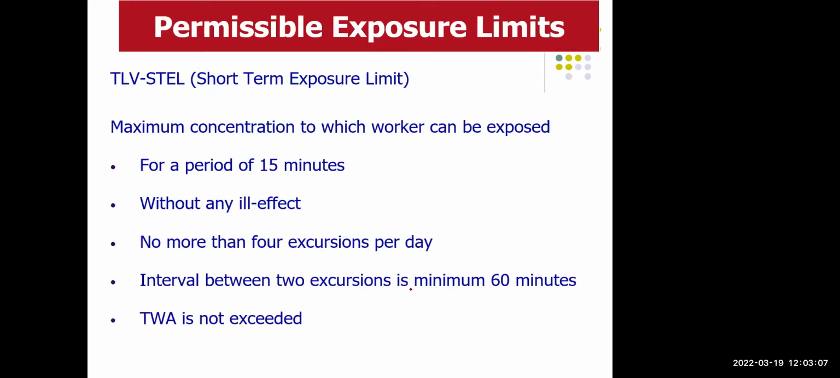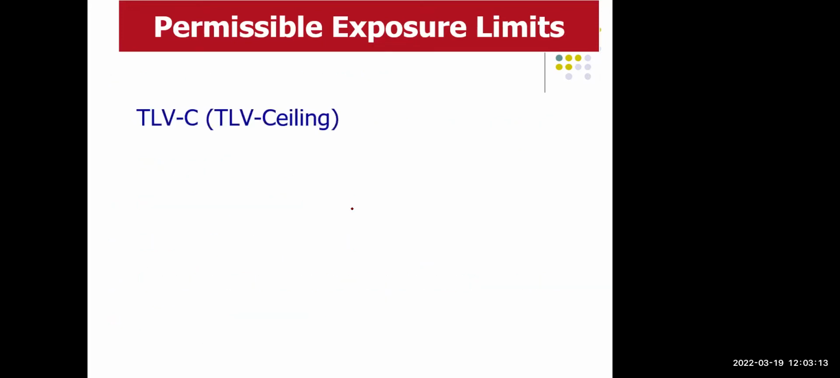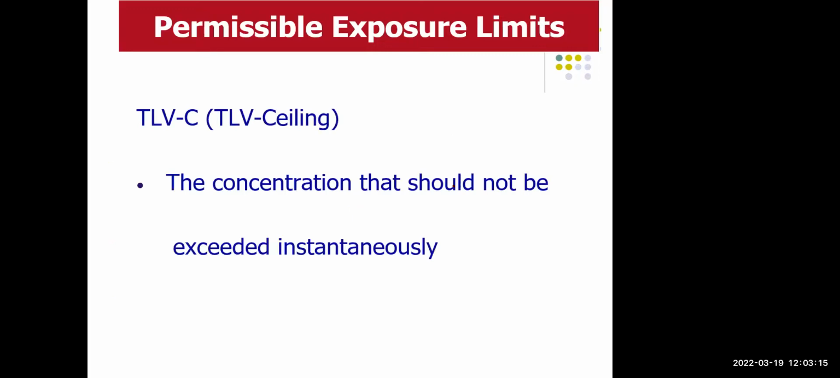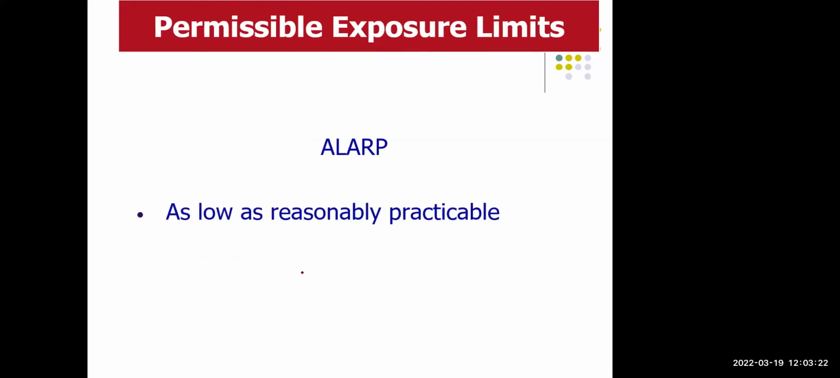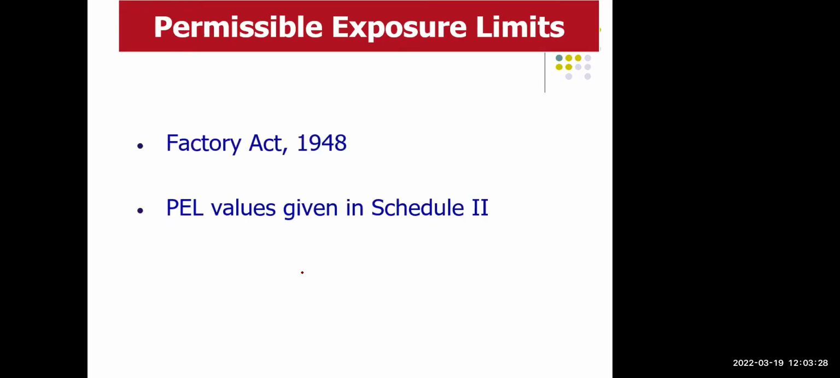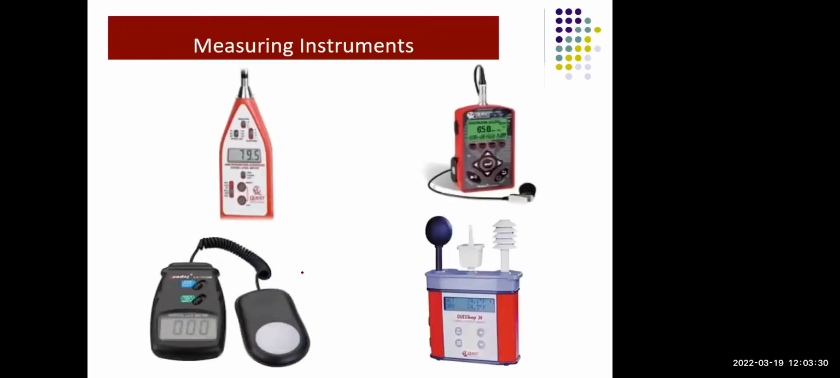Now this I will skip, short-term exposure limits. You are allowed to go above the limit only for a short period of time. And there is the ceiling limit, the concentration that should not be exceeded instantaneously, even for a second, as it could be hazardous. And ALARP is as low as reasonably practicable. These PEL values are given in Schedule 3 of the Factories Act.